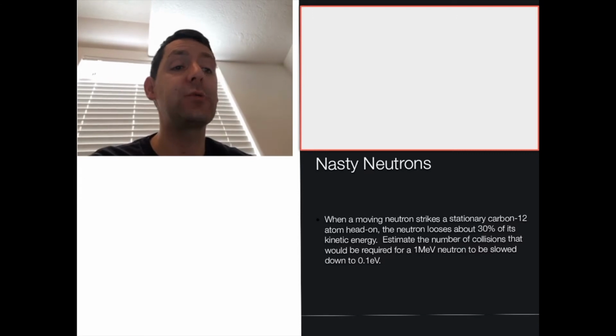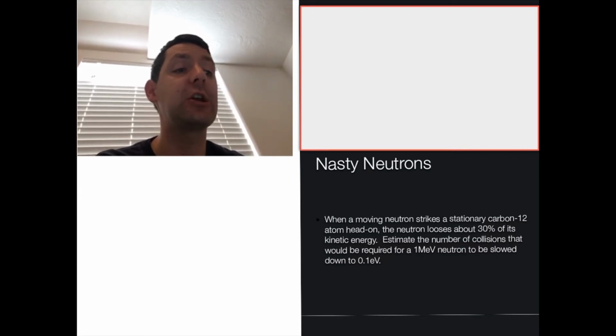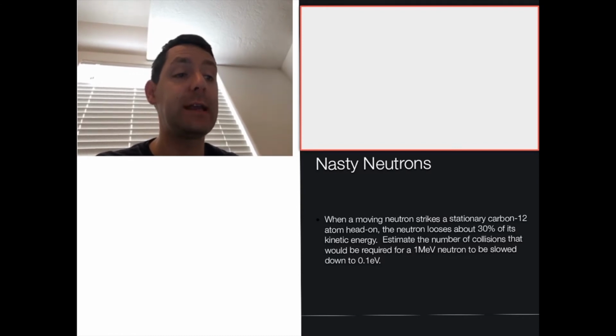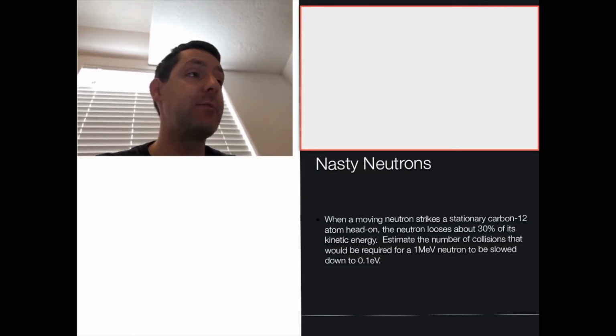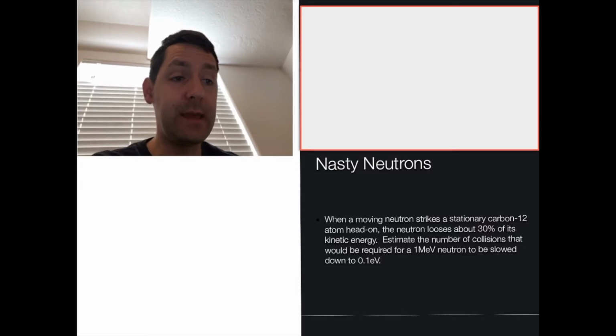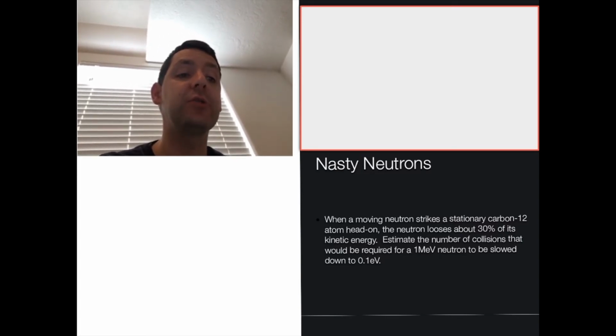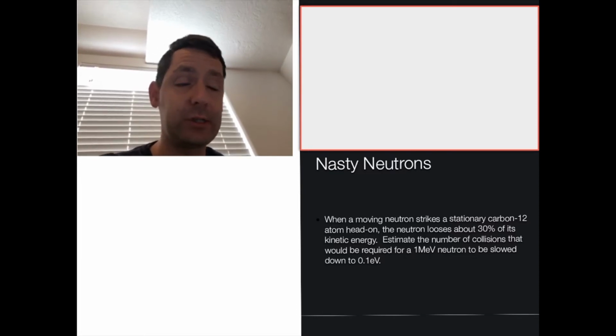Okay, this one says when a moving neutron strikes a stationary carbon-12 atom head-on, the neutron loses 30% of its kinetic energy. Estimate the number of collisions that would be required for a 1 mega electron volt neutron to be slowed down to 0.1 electron volts.